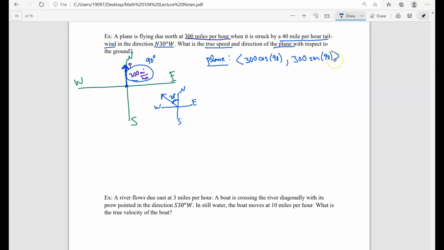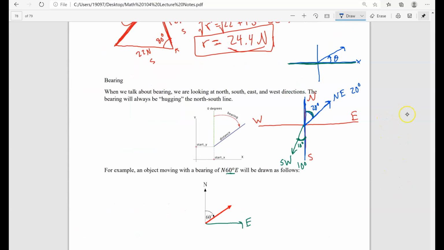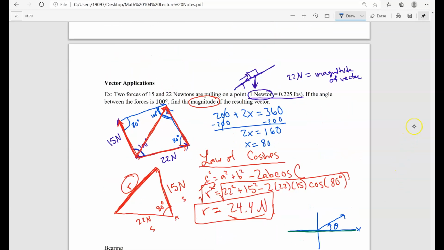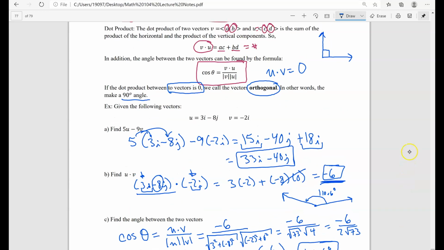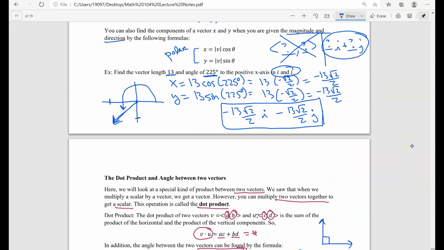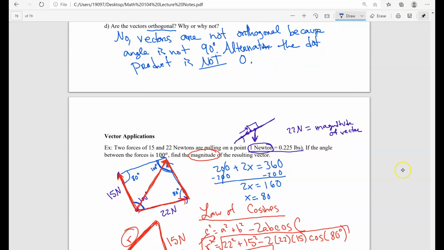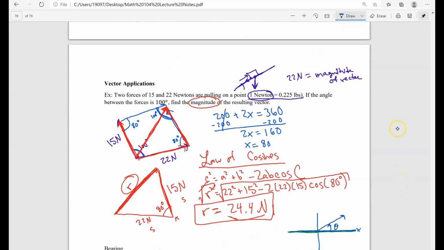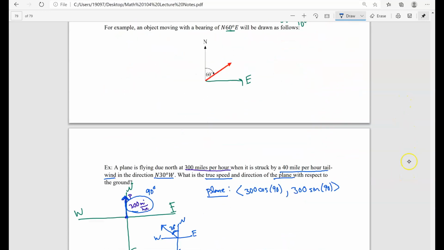Now you might be wondering, where are you getting this from? Remember when we were talking about, let me go back up a little bit, if I can find it. It was before this, right here. See, you can use these formulas to figure out the components given the magnitude and also the angle. So let's go back. We were finding the components for the plane.